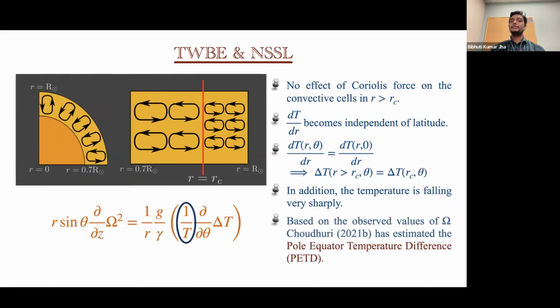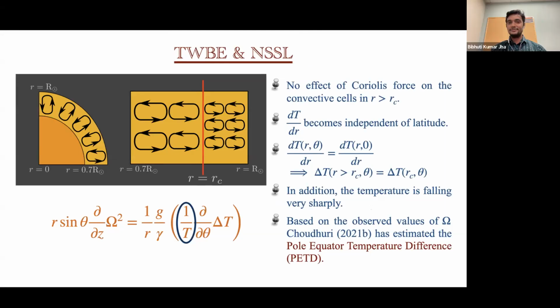And that has been used in Chaudhary et al., in an order of magnitude calculation, and he has estimated the pole-equator temperature difference using the thermal wind balance equation. So this work is particularly the work that has been done in 2021b, where Chaudhary et al. used the order of magnitude calculation to estimate all this. So we have substantiated that idea, and we have studied in more detail how this thermal wind balance equation can give rise to the NSSL. So how will we proceed?